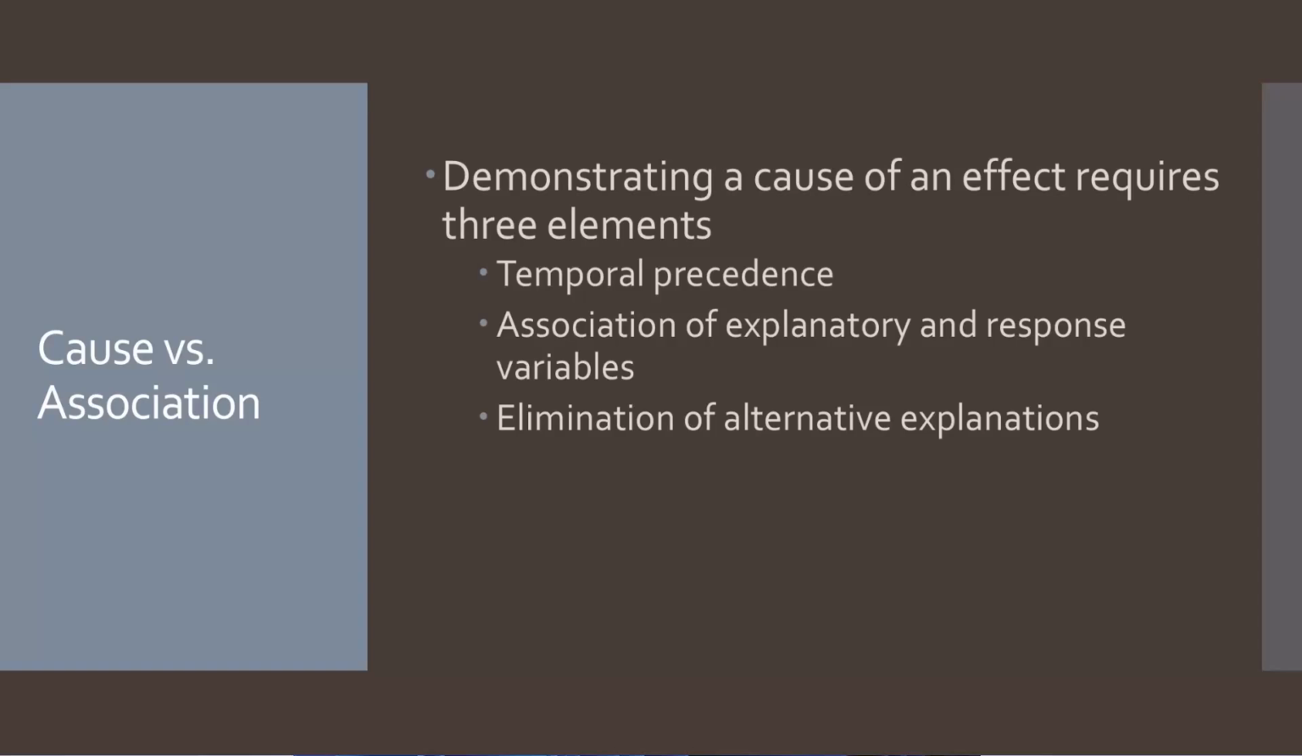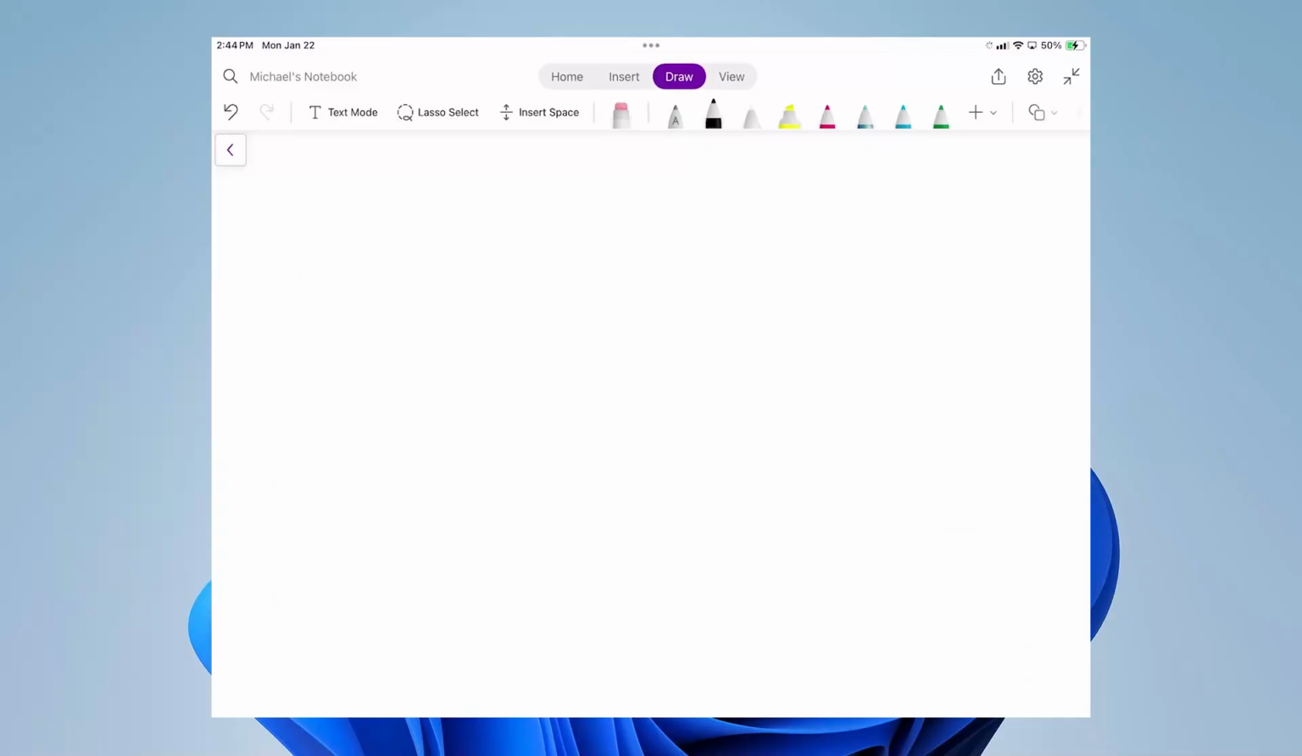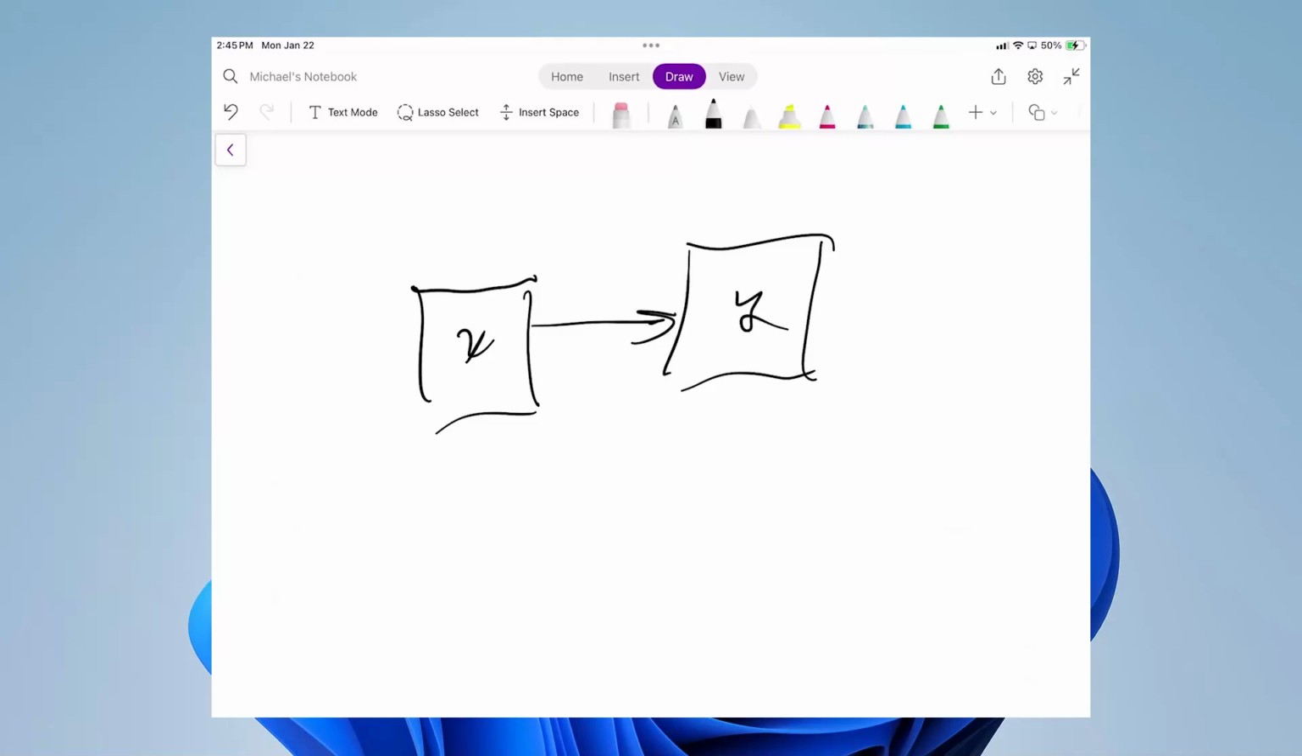So we have some ideas that we have to consider to demonstrate a cause and an effect, and it requires three elements. The first is temporal precedence. What does temporal precedence mean? Temporal precedence is just a fancy way of saying that the cause precedes the effect. So if I have an X and I'm wanting to determine that X is influencing Y, the variation in X comes before the variation in Y. That should be logical: if the variation in Y comes first, it cannot be the case that X is causing variation in Y. So temporal precedence simply means the change in X must precede the change in Y.